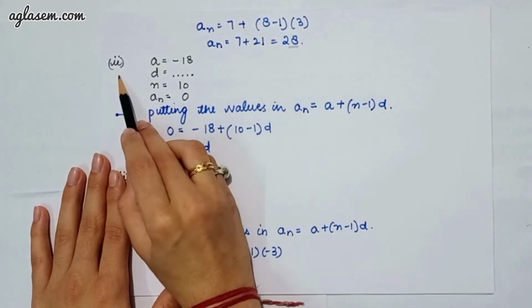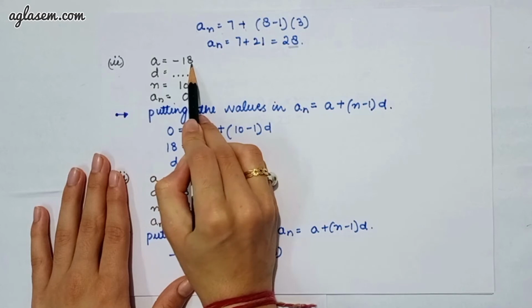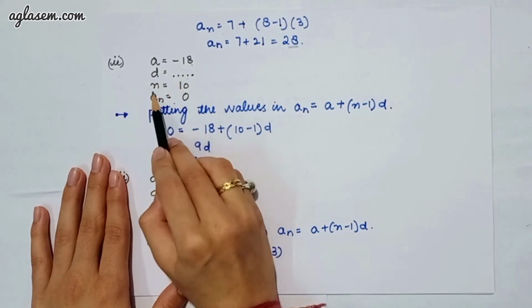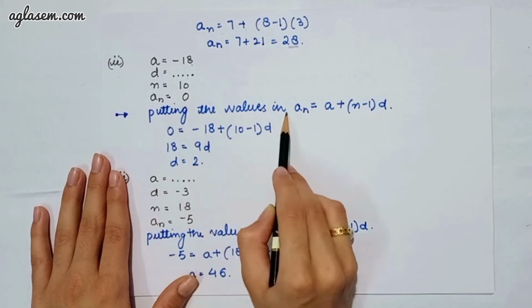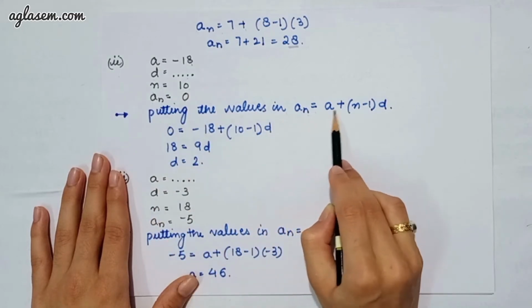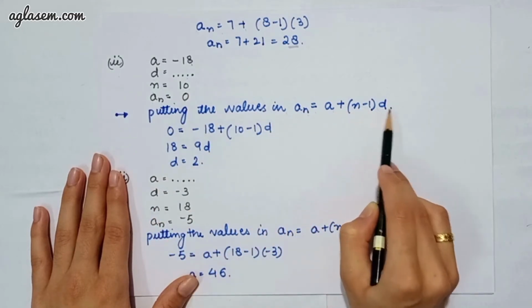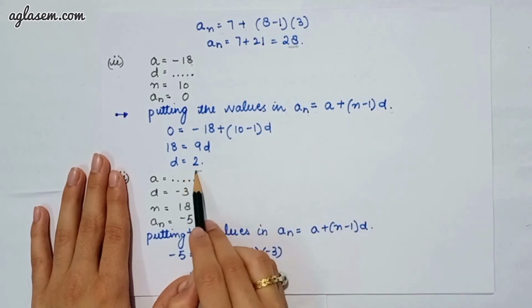The second part says A is given, that is minus 18. We have to find D. N is given, that is 10 and AN is given 0. Again we have to put the values in AN is equal to A plus N minus 1 into D. So it will give you D as 2.